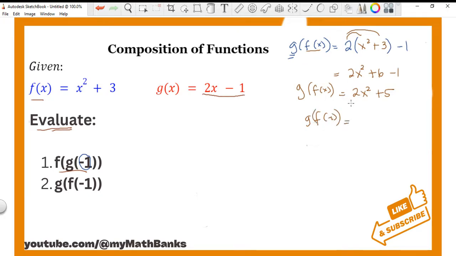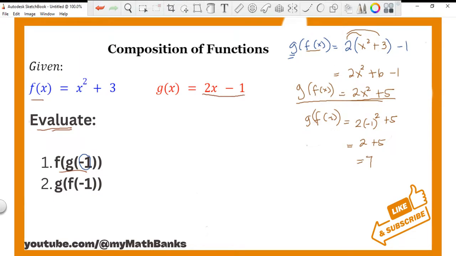So that means this is your g of f of x. So therefore, we can just replace that x with negative 1. So replace your x with parentheses first, plus 5. And inside that parentheses will be negative 1. Okay? Simplifying this, negative 1 squared is 1 times 2. That's 2 plus 5. So this is all equal to 7. Okay, so again, we solve this by solving g of f of x first.